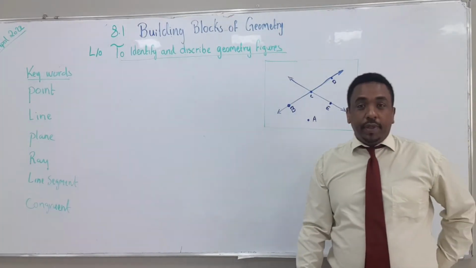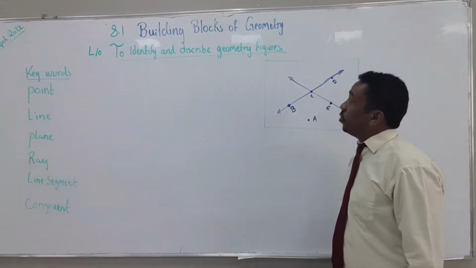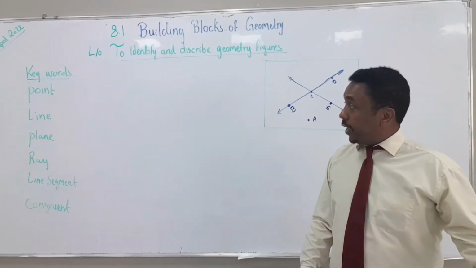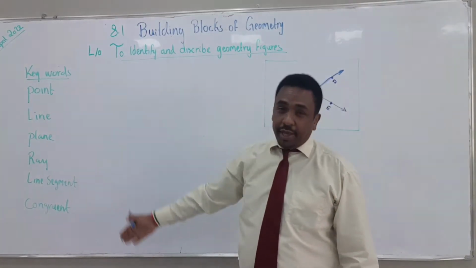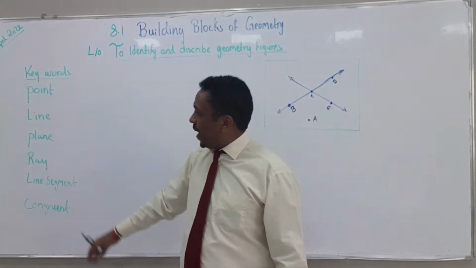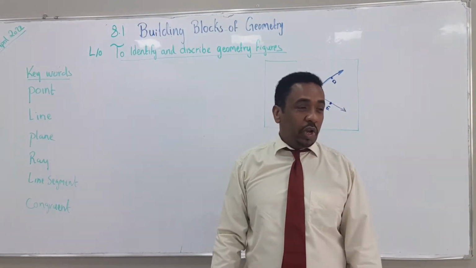Today we are learning lesson 1 of chapter 8, building blocks of geometry. The learning objective is to identify and describe geometric figures. Okay, so we have a little figure here, and I hope you can see that color. Those are the key words that we're going to learn today.